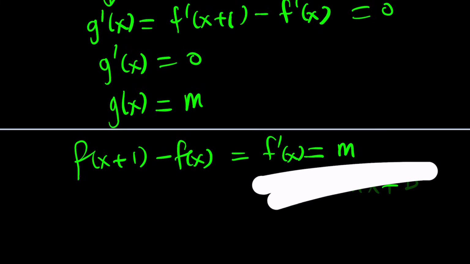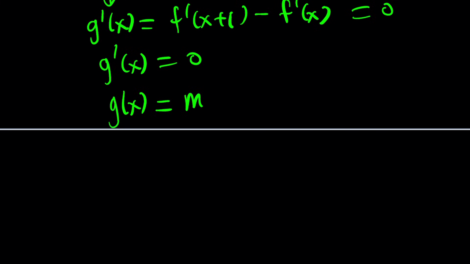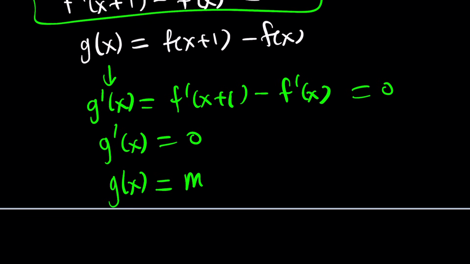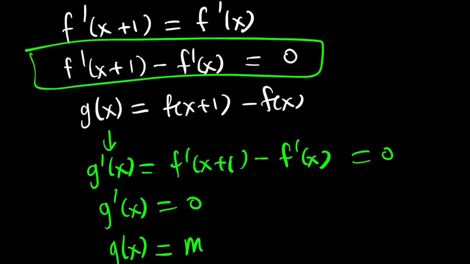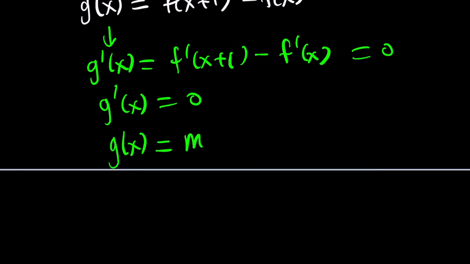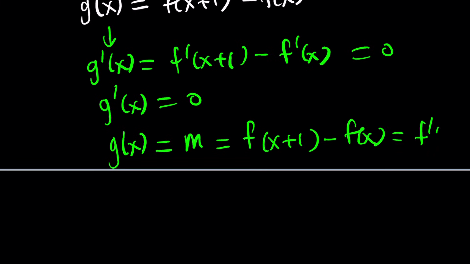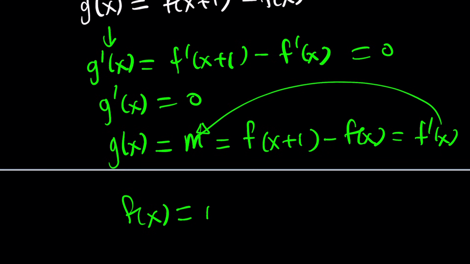So let me back up a little bit. So let's take it from here. We define g to be the difference between f of x plus 1 and f of x. And then we differentiate both sides, which gives us 0 because this is already known. This means g prime is equal to 0, which means g is a constant like m, right? And g was defined to be f of x plus 1 minus f of x, which was at the same time f prime. So f prime is constant, which means f can be written as mx plus b, which makes it a linear function.